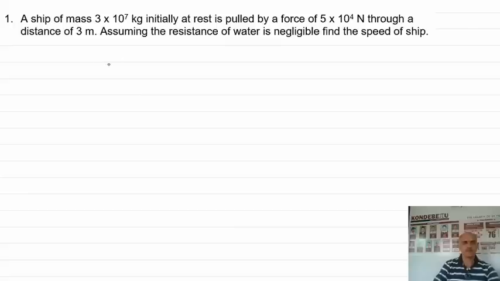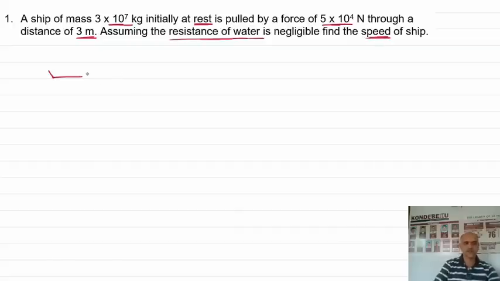Now, first problem. A ship of mass 3 into 10 raised to 7 kg, initially at rest, is pulled by a force of 5 into 10 raised to 4 Newton through a distance of 3 meters. You are required to find the resistance of water. Assuming resistance of water is negligible, you are required to find the speed of the ship.